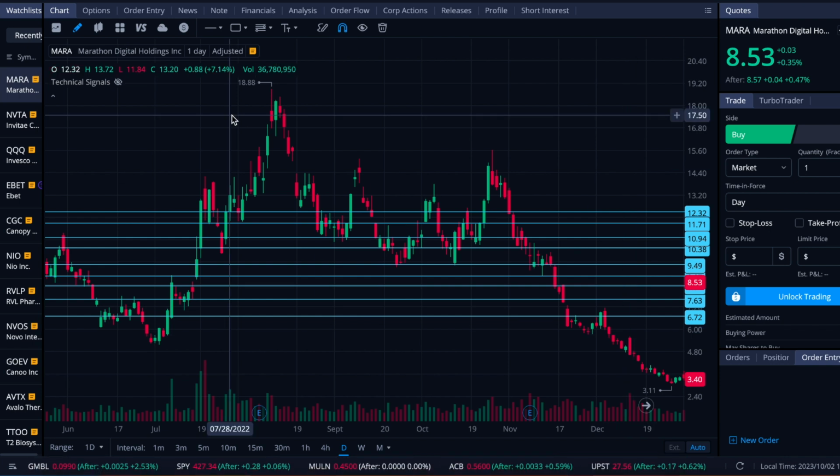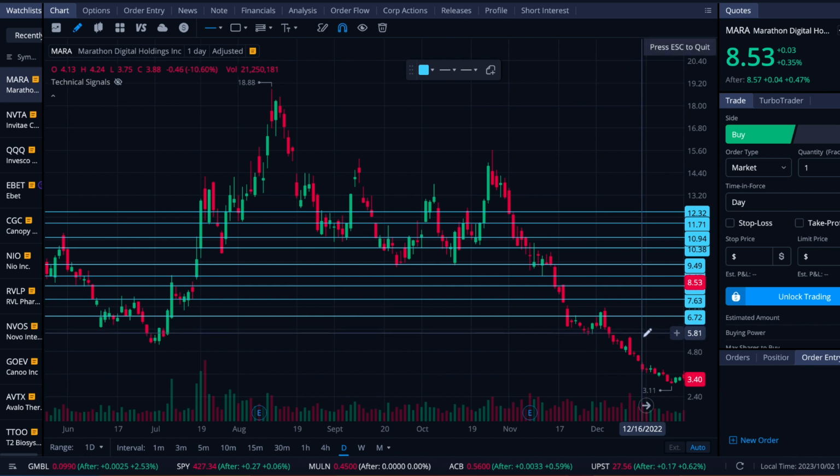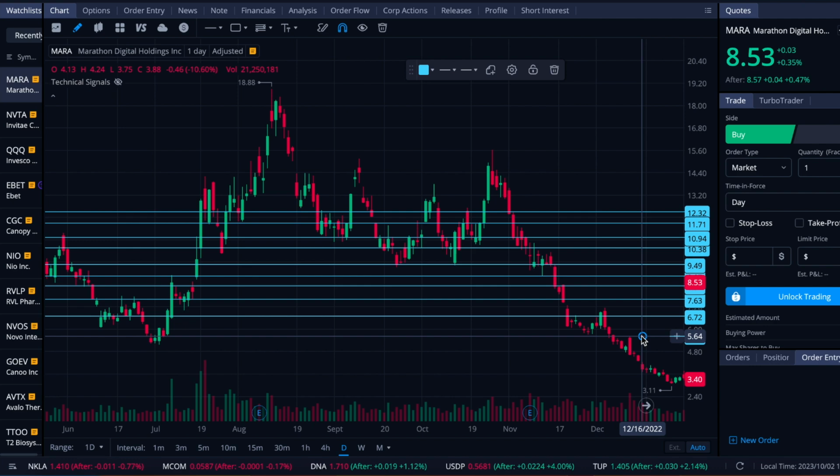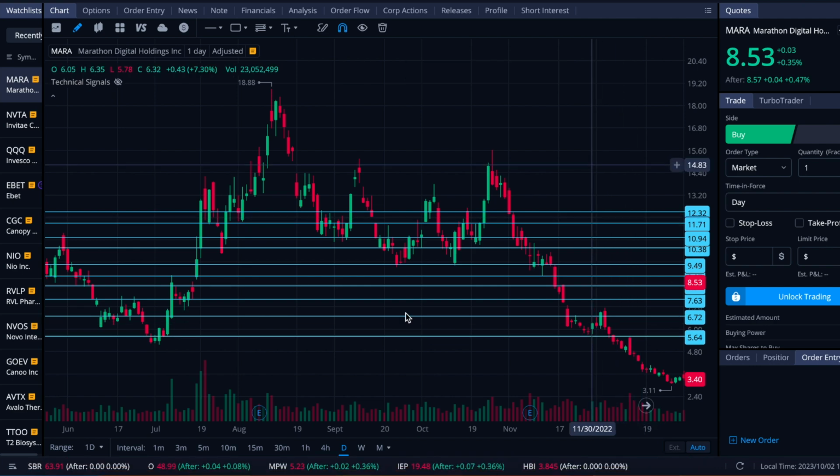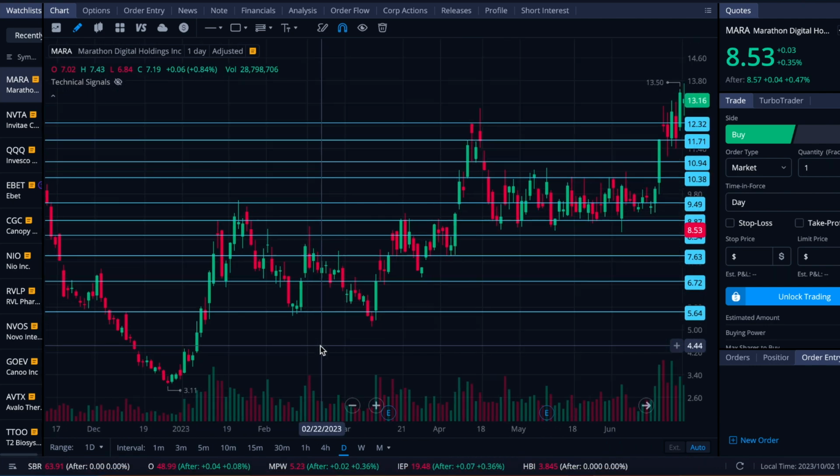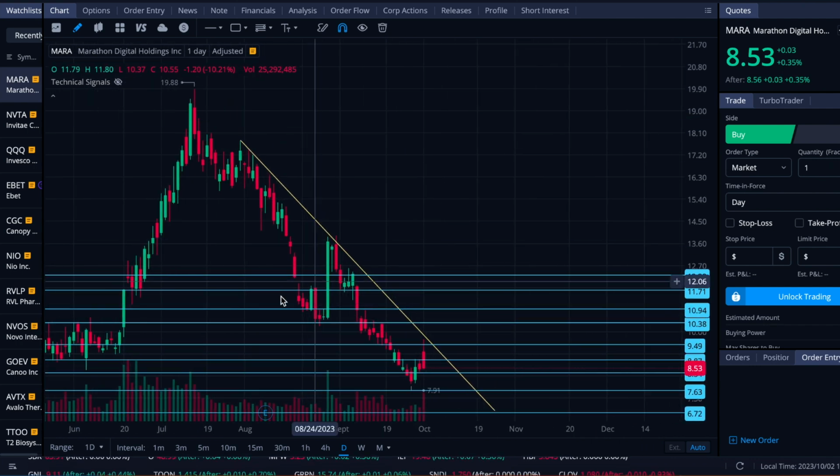Just in case there's a big sell-off, I'll throw in one down here around 564-ish. Let me double check that level. Okay, yeah. We'll keep that there for now. Now, so we have this downtrend resistance. We have all these levels.